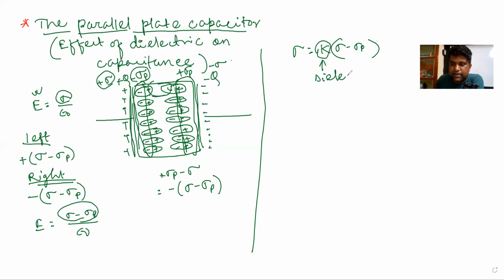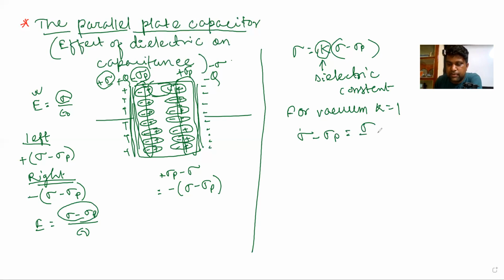This is the dielectric constant. For vacuum, k equals 1, and it is more than 1 for other dielectrics. So k is not negative, so we can write that sigma minus sigma p equals sigma by k, right?